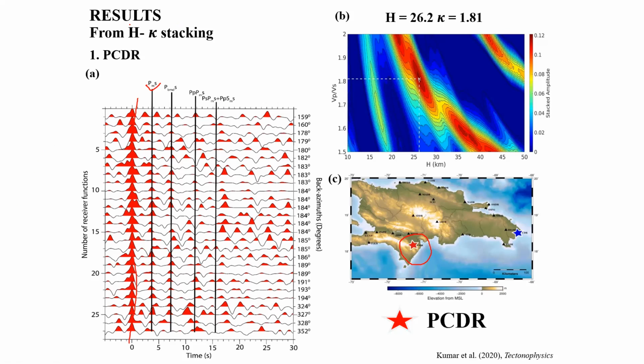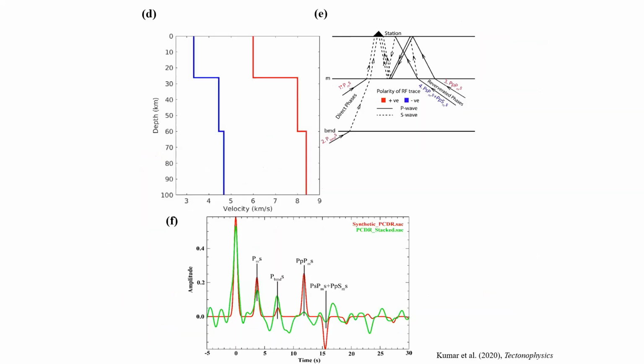And after he did the H kappa stacking, he could produce this result. What he found is that the Moho beneath this station may be around 26 kilometers, and the Vp/Vs ratio may be around 1.8. He also performed some modeling, and he produced this model and tried to match the observed receiver function with the synthetic receiver function, and his estimates matched quite well with the Moho thickness that he estimated from H kappa stacking. And this is the possible wave path diagram for the various converted phases.